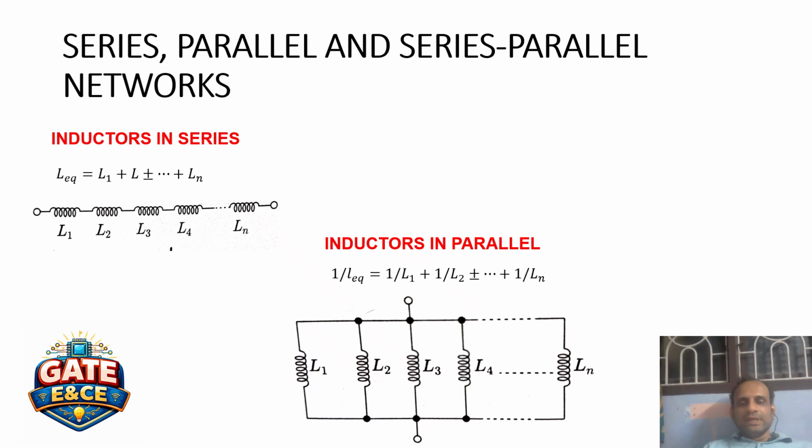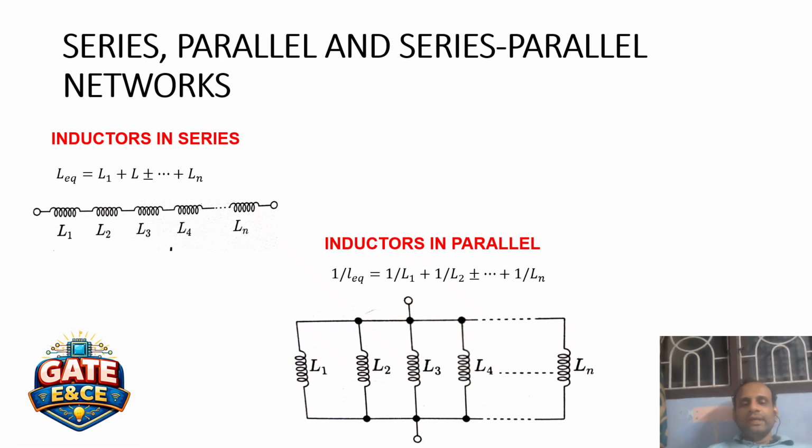Moving to the next slide, consisting of inductors. If inductors having inductance L1, L2, L3, L4 up till Ln are connected end to end, then the total inductance of all those inductors in series is given by L equivalent is equal to L1 plus L2 plus so on up till Ln.